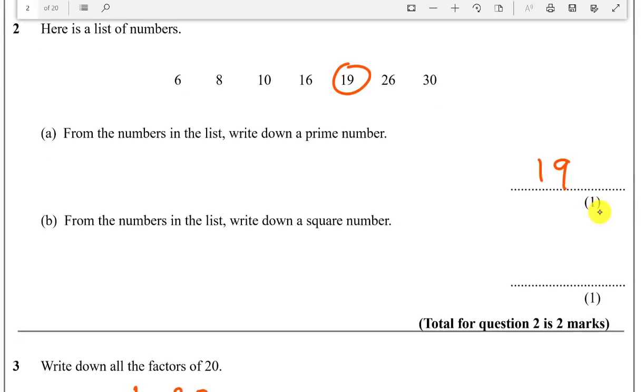From the numbers in the list, write down a square number. If you're not sure about the square numbers, write them down. So 1 times 1 is 1, 2 times 2 is 4, 3 times 3 is 9, 4 times 4 is 16, 5 times 5 is 25, 6 times 6 is 36, and then choose a number which appears on the list. So we can see out of these, 16 is a square number that appears on our list. So 16 is a square number.